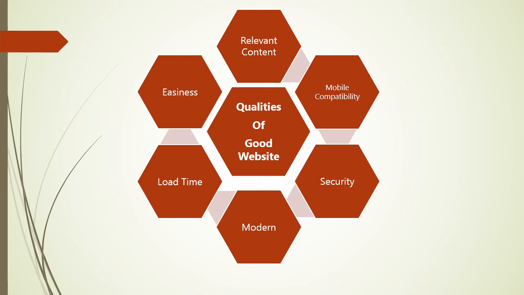Second one is relevant content. The contents on website should be relevant to the user. Okay. Next is modern. Now modern in what sense? You have to make sure that your website is using current trends and technologies. This is very important. Next, mobile compatibility. Now, as more and more number of people are using mobile phones for accessing the internet, your website should be accessible on mobile. Okay, so that is mobile compatibility. Then is browser consistency. It means that your website must appear and behave consistently across all the major browsers which are available.